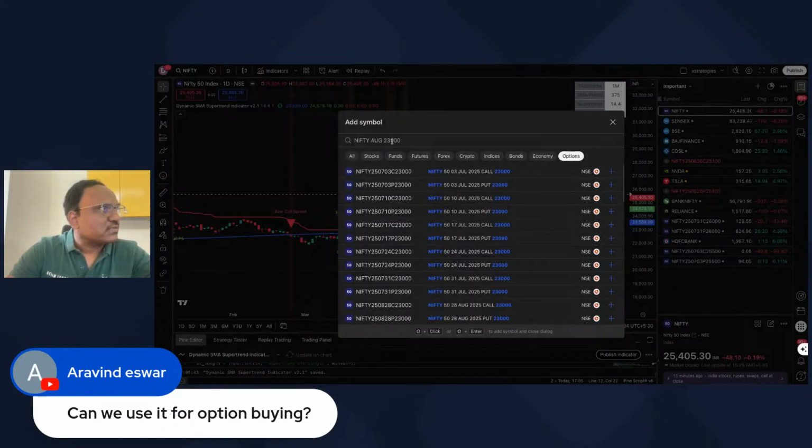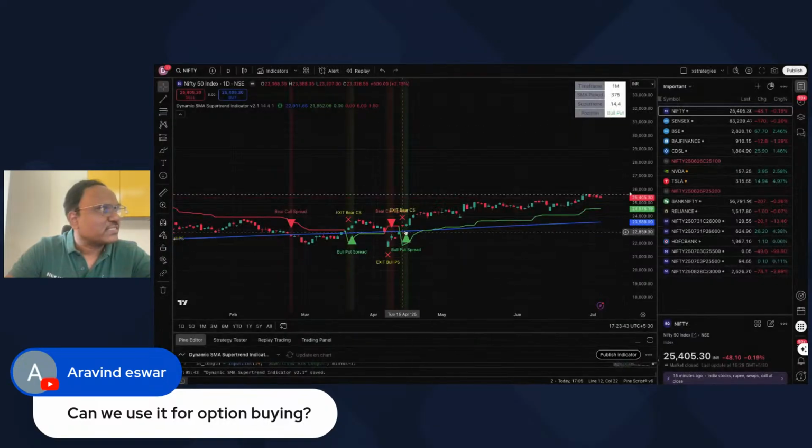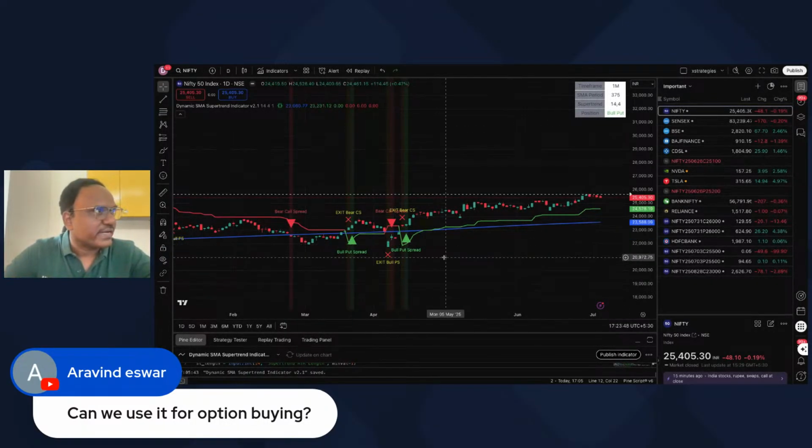Where is Aug? Call option. Let's look at call option. This one. So let's look at it, right? So this is April 16th. April 16th was an expiry. We had a good spike that I remember.